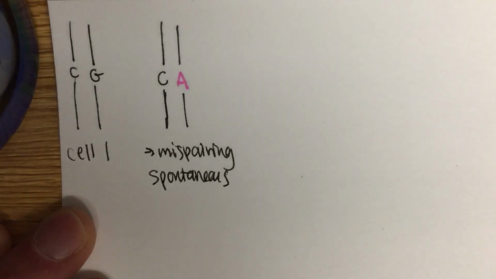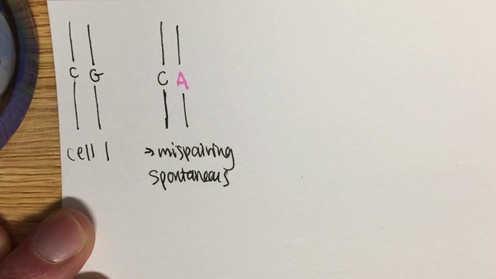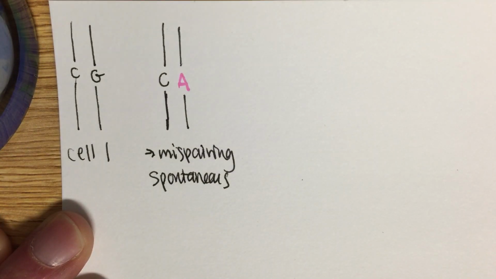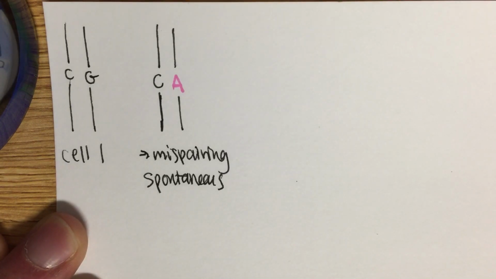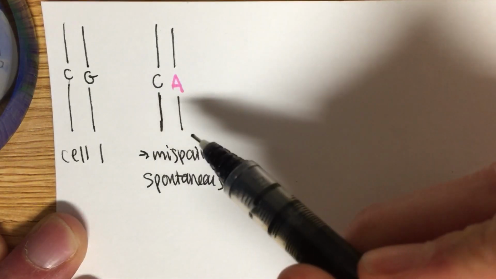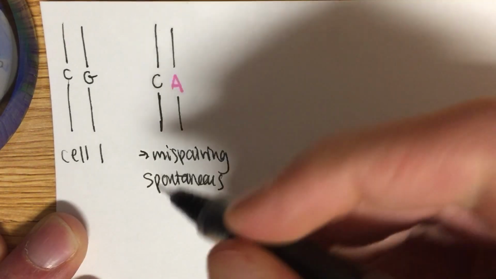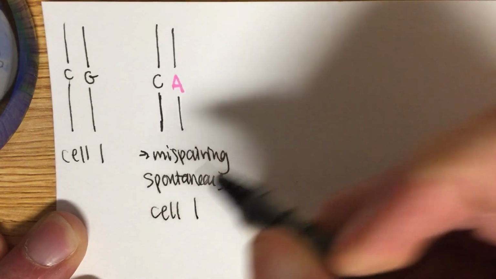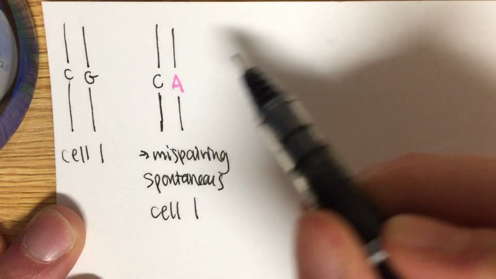I'm saying it's spontaneous because if you're induced, if we think about the Ames test, that would be an induced mutation. So this is still cell 1. It hasn't done anything yet. This is cell 1, still cell 1, so I'll label it again. But what happens is the cell's going to go to replicate.